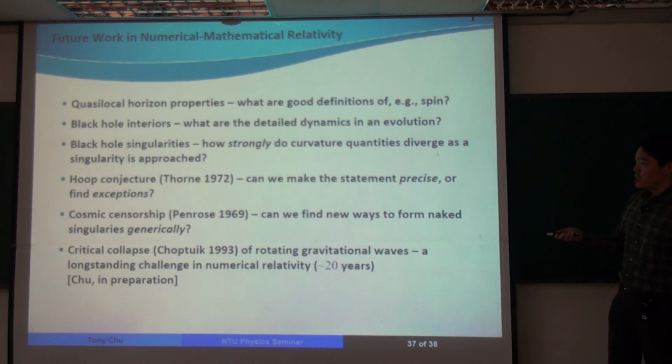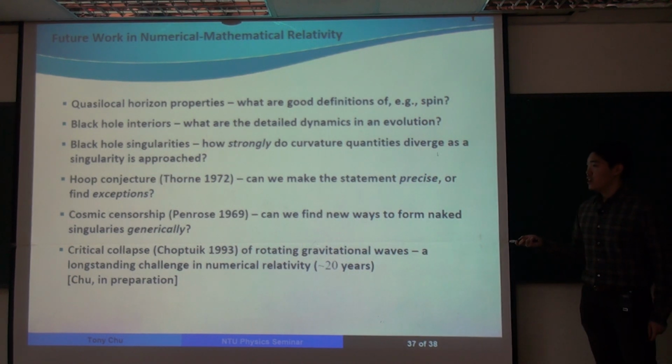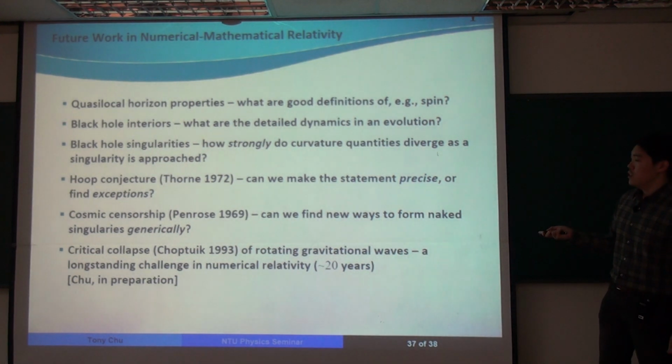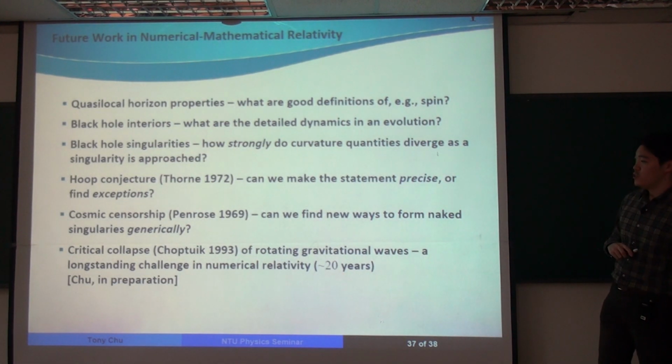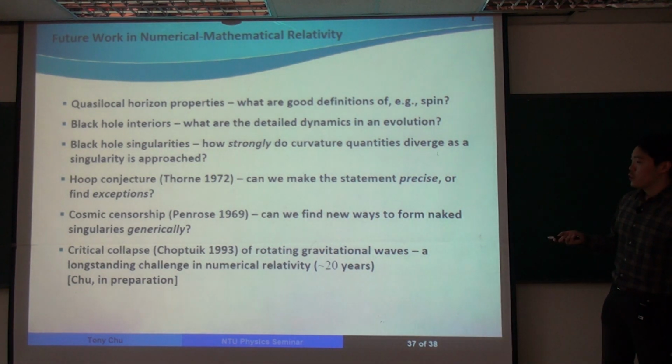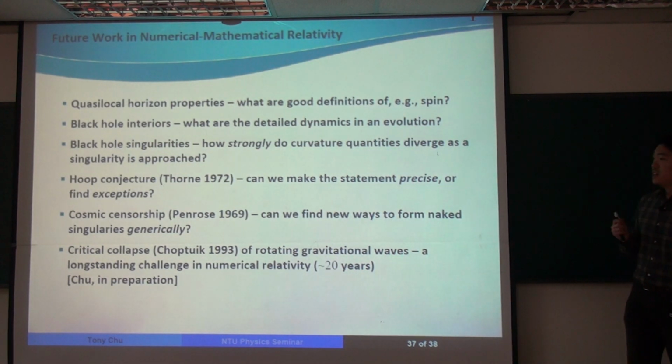And cosmic censorship, proposed by Penrose in '69, says that you should not be able to form naked singularities under generic initial conditions. Well, is that true as well? We can use numerical relativity to try and investigate that. And finally, there's the issue of critical collapse, or critical phenomena in gravitational collapse, first discovered by Choptuik in 1993.